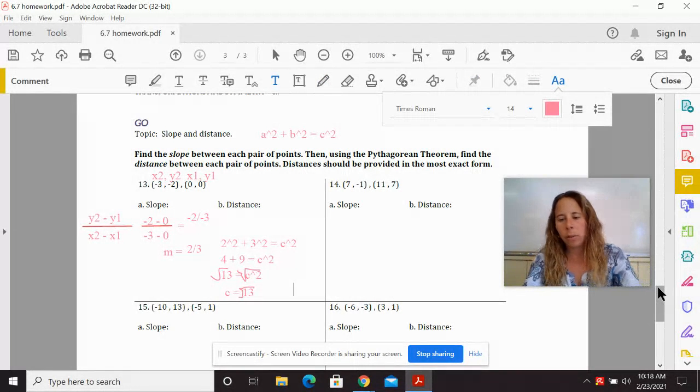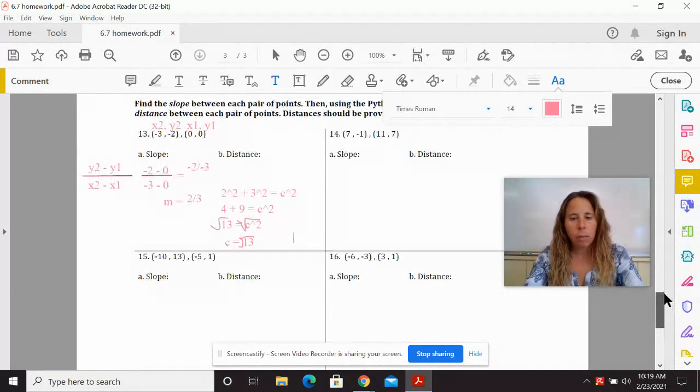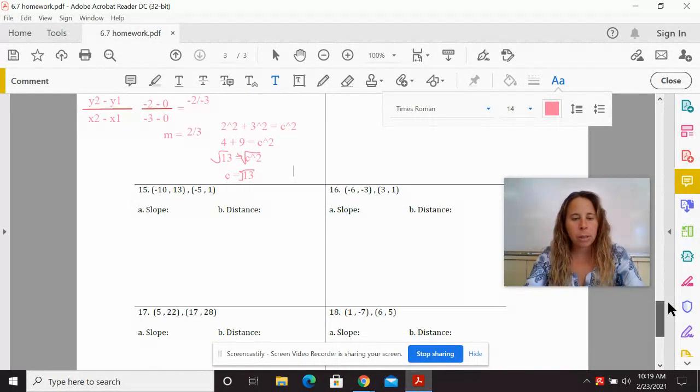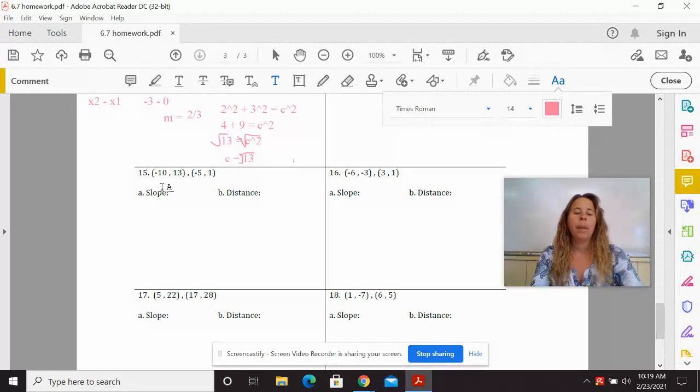All right, I'll do one more of these. So if you feel like you're good, then you can stop listening. Let me do one that has lots of negatives, maybe. I'll do number 15. So number 15, we're going to find our slope.